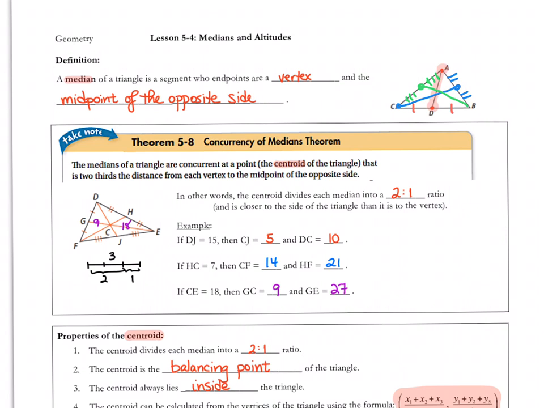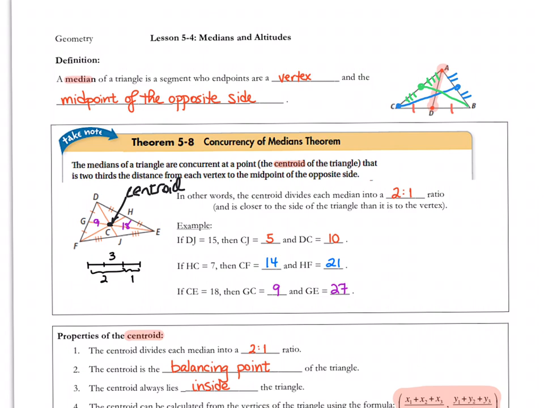Now, as you see in the next picture down here, the medians of a triangle are concurrent at a point that's called the centroid. So this point right here, where all of the medians intersect each other. Remember, concurrent means they all hit at one single point. That point right there, if you started with medians, it's called the centroid. Remember that with perpendicular bisectors, it was called a circumcenter. For angle bisectors, it was called an incenter. For medians, the point of concurrency is called the centroid.